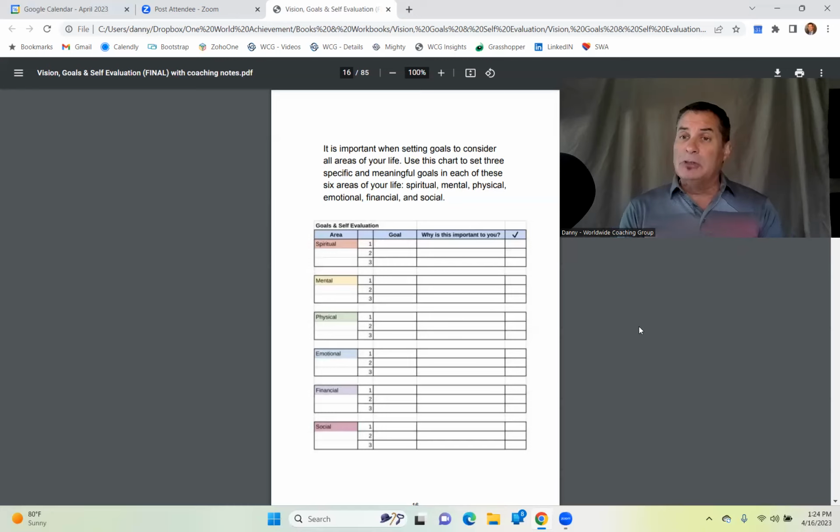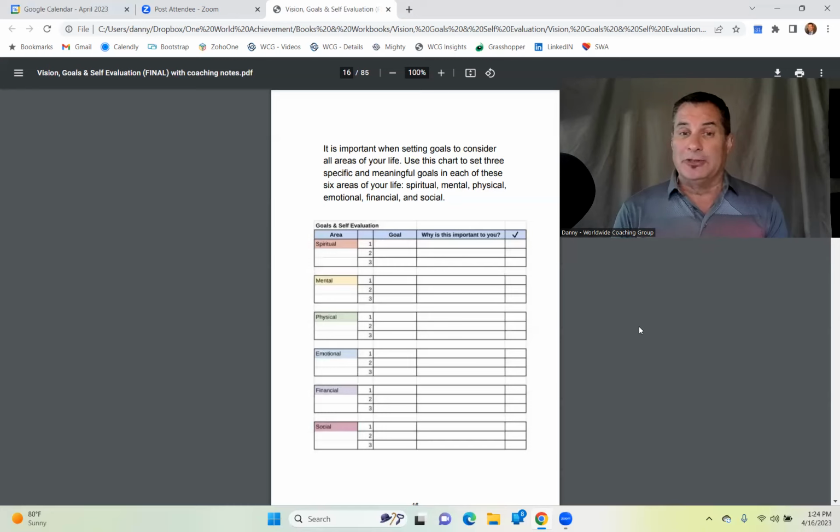So the next one is emotional. What are you doing for yourself emotionally? Some of us have more emotions than others. Some of us are more in touch with our emotions than others. But what are some goals emotionally about how you want to actually live your life and be fulfilled in that?